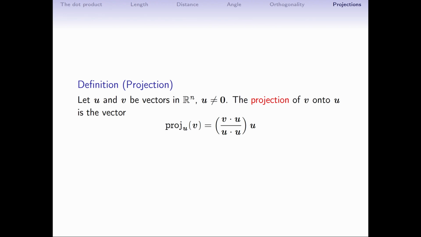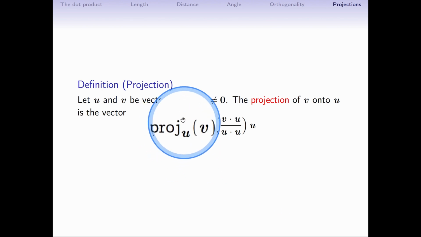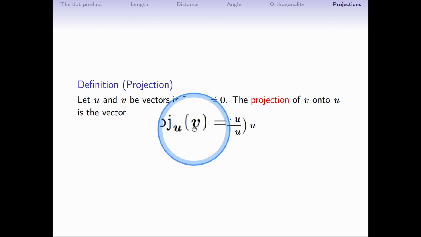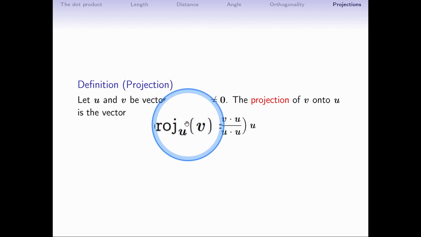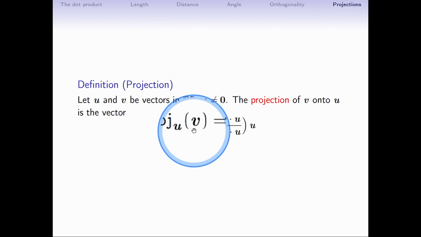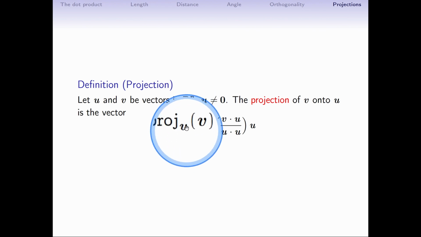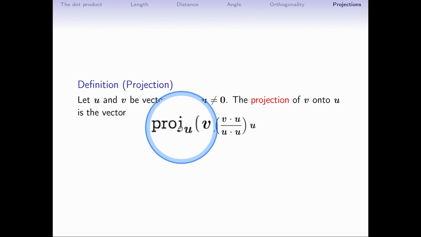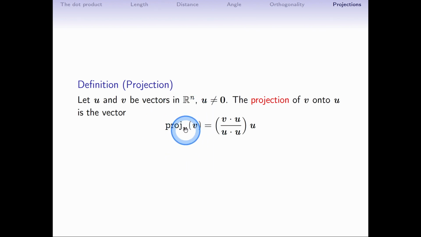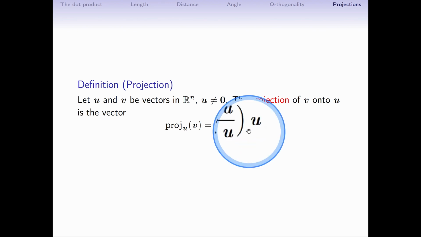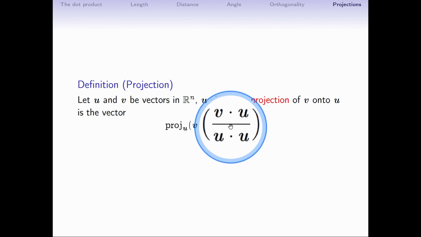So here's our definition of a projection. Let u and v be vectors in Rn, u not equal to 0. The projection of v onto u is the vector, and we have to get this notation right. We're going to use the notation proj for projection. We're going to say this is the projection of v onto u. So the vector that's being projected is always going to appear inside these parentheses, and the vector on which it is being projected will appear here as a subscript. So the projection of v onto u is what? It's a scalar multiple of u, and that scalar takes on the form v dot u over u dot u.